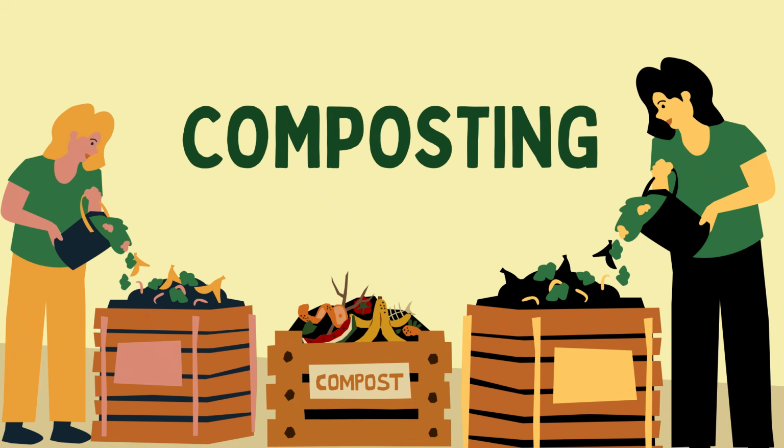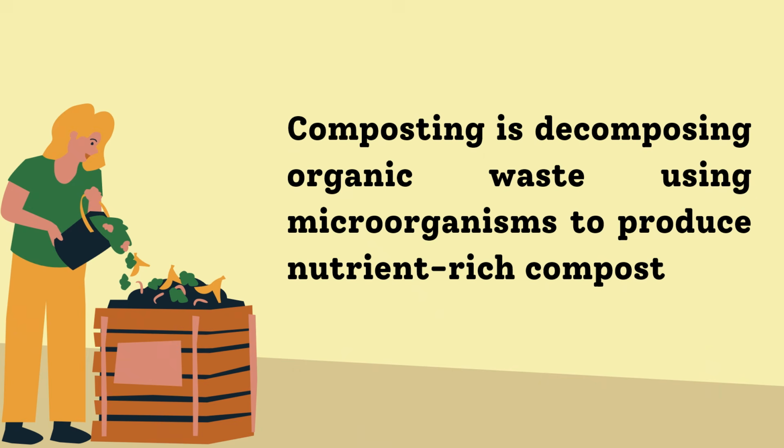Let's start with the first one, composting. When you say composting, it is decomposing organic waste using microorganisms to produce nutrient-rich compost. Composting is one of the most common methods of farm waste processing. It is the natural breakdown of organic materials by microorganisms such as bacteria and fungi.